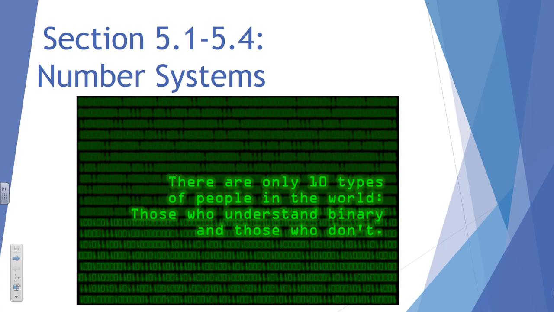Welcome back, everybody. In this section we're going to look at the various number systems that we can use for arithmetic. We'll start with the familiar decimal system and also look at the binary, octal, and hexadecimal systems.